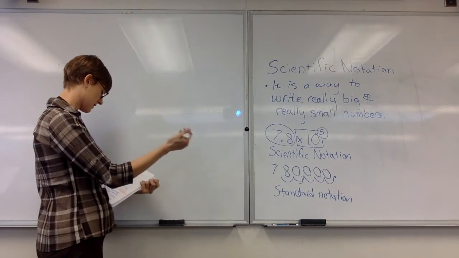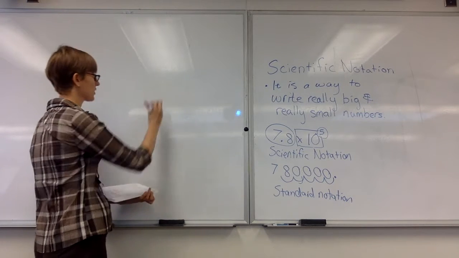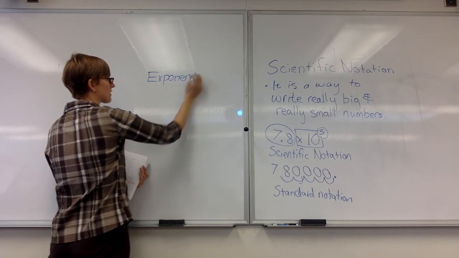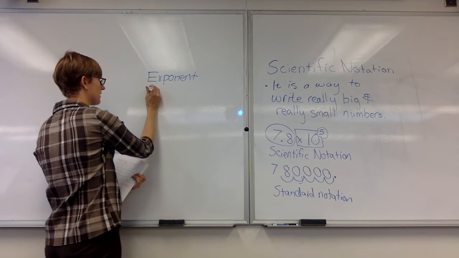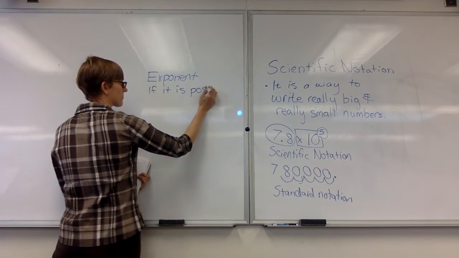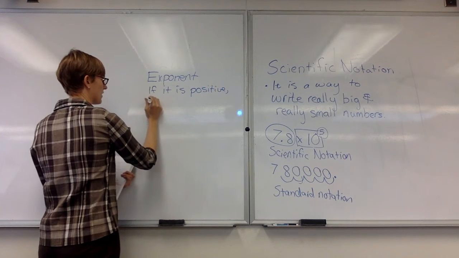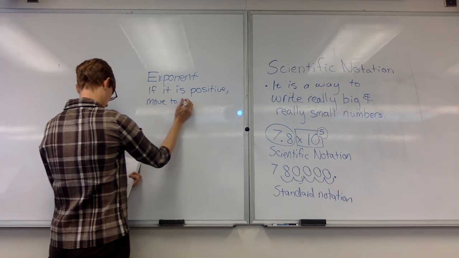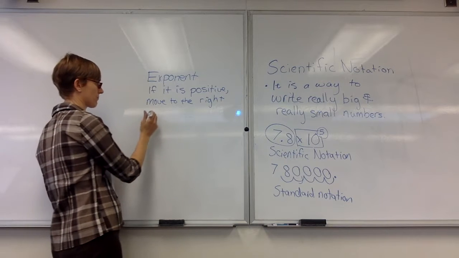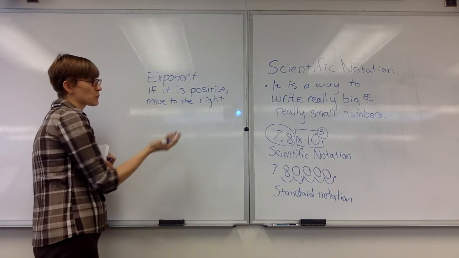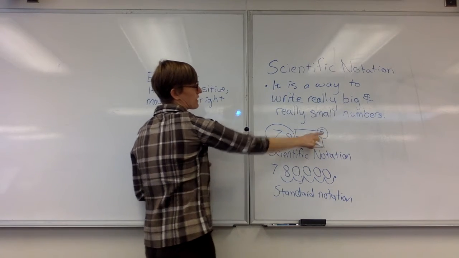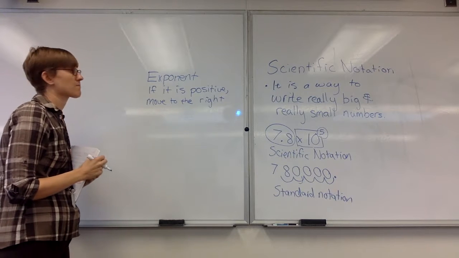So if I'm writing in scientific notation, I look at the exponent. Okay. If it is positive, you move to the right. You move the same number of spaces as the number indicates. So here we had a 5, which meant that we moved 5 places to the right.